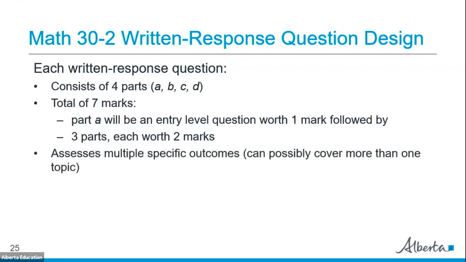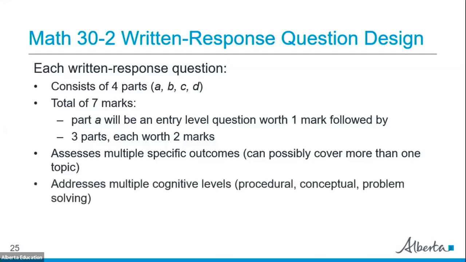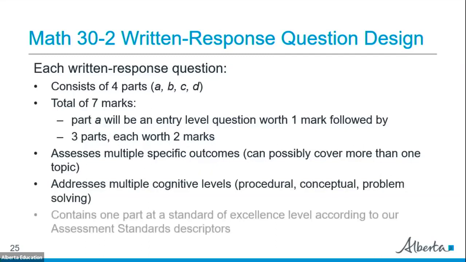In the design of the written response, we also assess multiple specific outcomes. We will always cover more than 1 specific outcome. And sometimes we also cover more than 1 topic within the question. So you might have 2 parts in relations and functions and 2 parts in probability. So we also go cross-topic. And it will always cover and address multiple cognitive levels. And at least 1 of the 4 parts will be a standard of excellence.